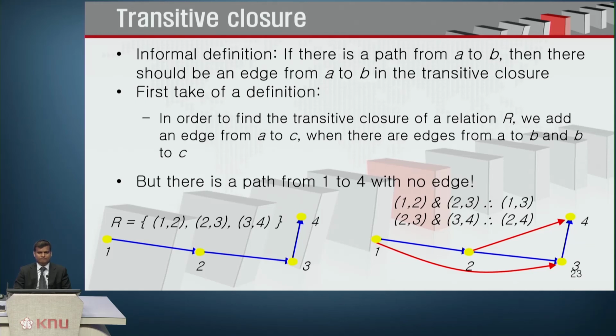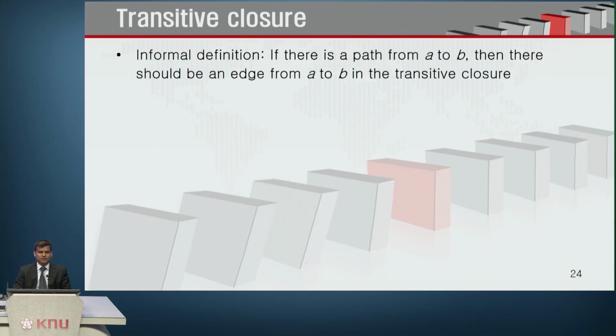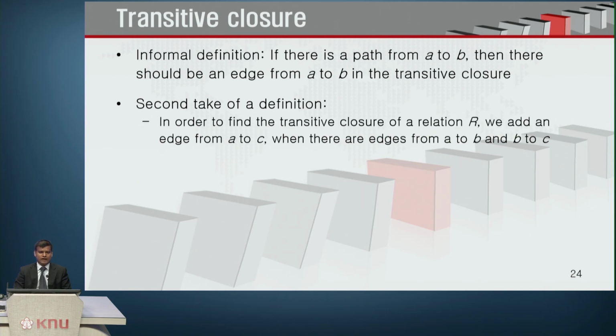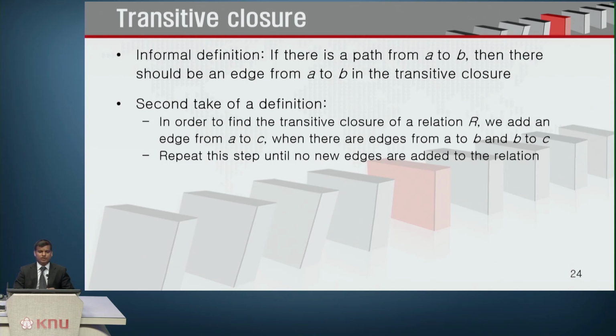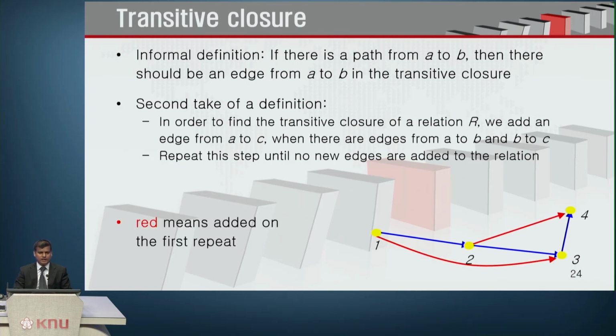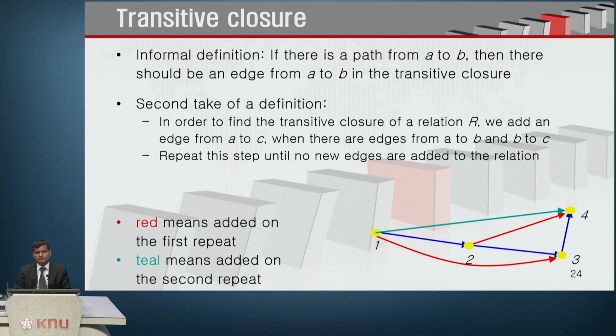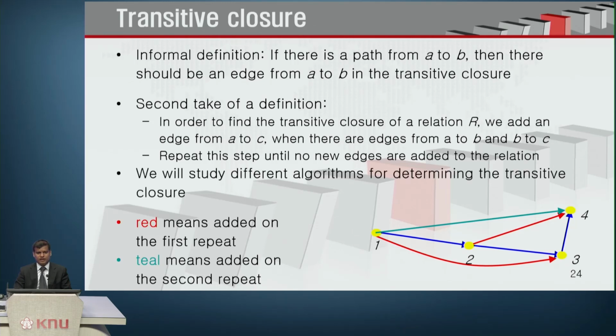And again, you can think of 1 and 4 with no edges there. So again, with the informal definition, in order to find the transitive closure of R, we add an edge from A to C when there is an edge from A to B and B to C. We can repeat this until you get all these relations done. So we are adding this part, even 1 and 4. So this has been repeated again.